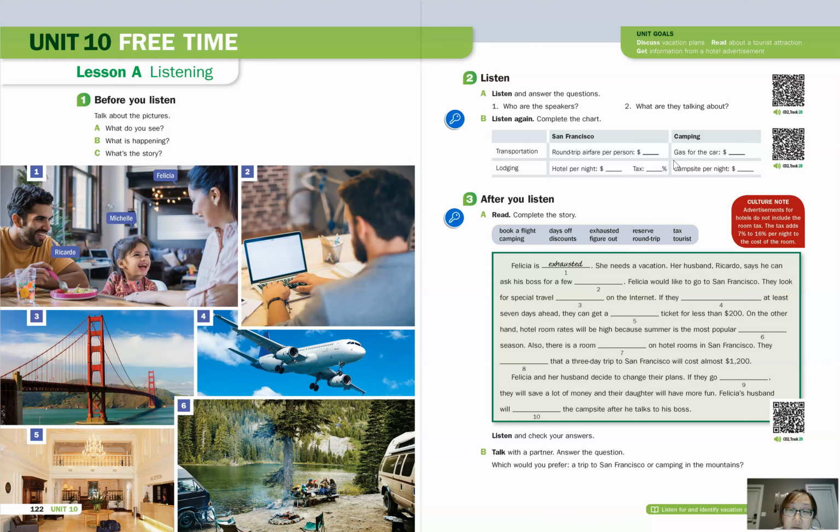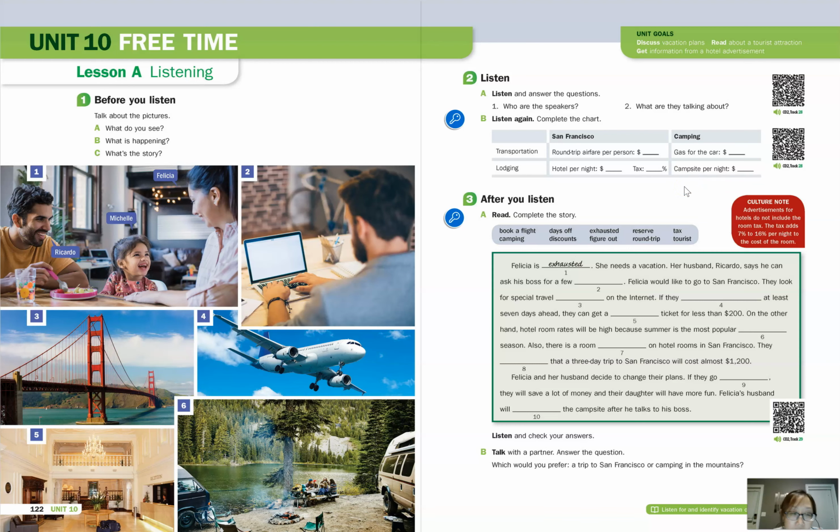So we can say if they go camping, gas for the car will be, or will cost $100. Okay, so gas will cost $100. And then how much will the campsite cost if they go camping? So we can say the campsite will cost $35 per night.